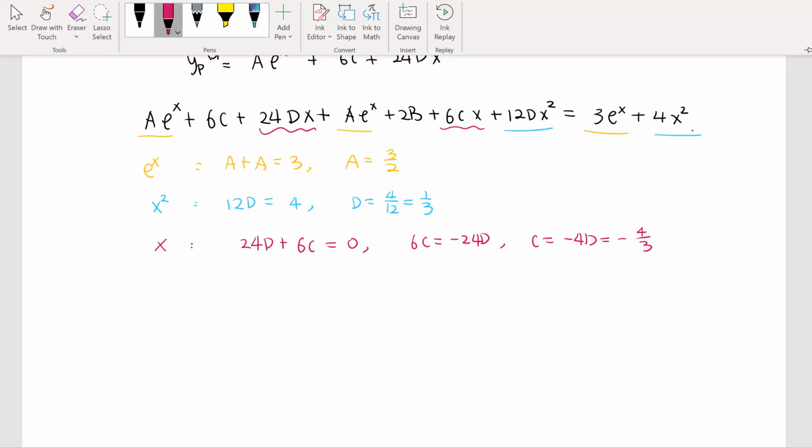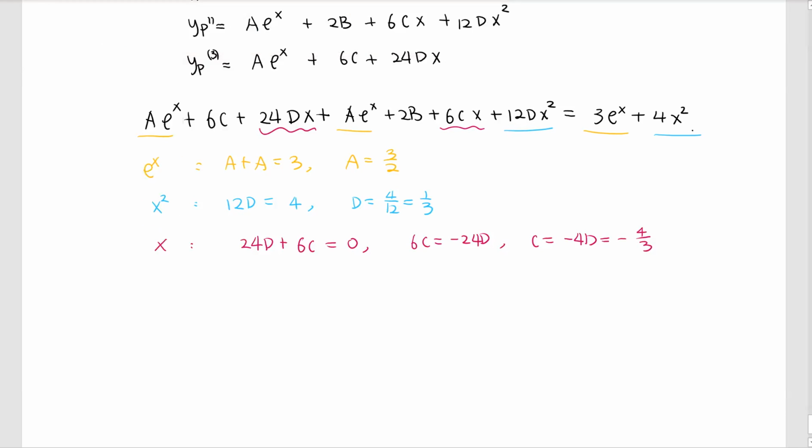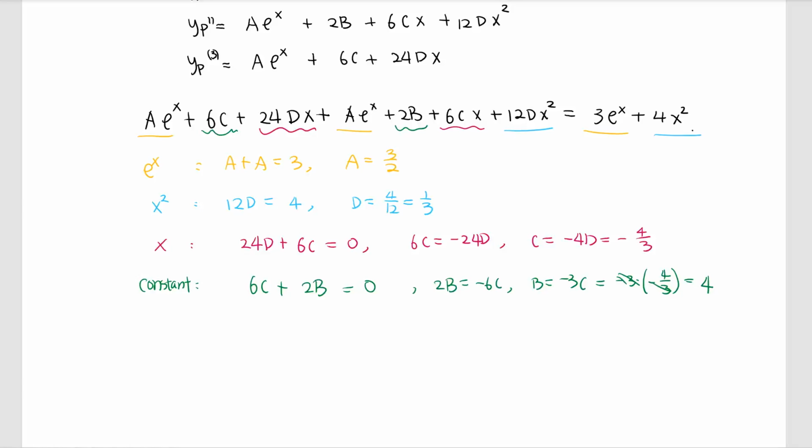And finally, what is our constant term? So we have 6c, 2b, and there is no constant term on the right, so that is 0. So we know c, we're looking for b. So b is negative 3c. So negative 3 times negative 4 over 3, so they cancel. So we have 4. Okay, great.